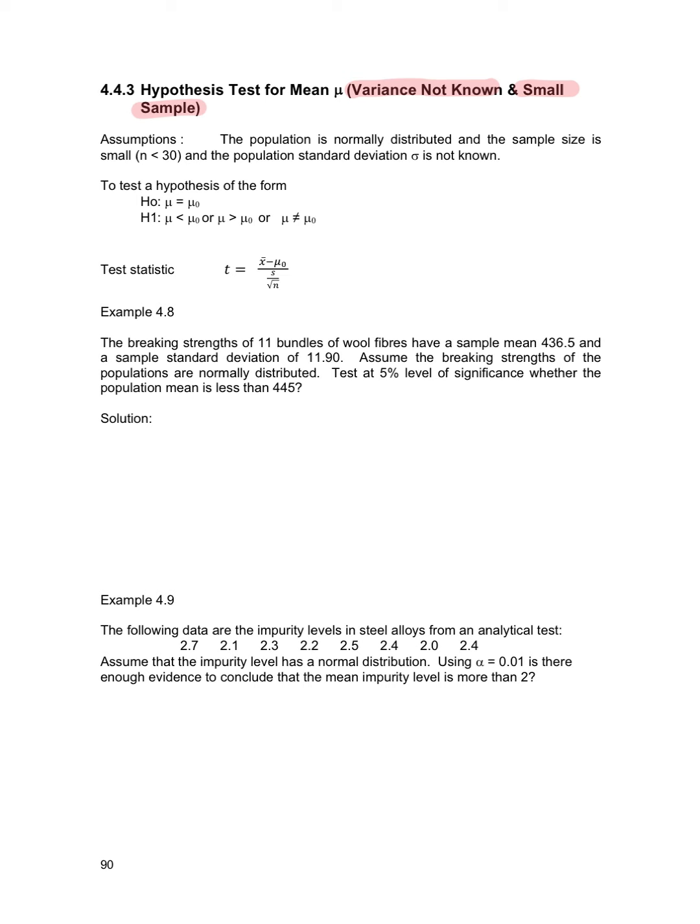So what we want to test here is again the value of mean, mu. So our H naught is mu equals mu naught. Our H1 alternative is either mu less than mu naught, or mu greater than mu naught, or mu does not equal mu naught. So the test statistic here, we will use T. T equals x bar minus mu naught over S over square root N.